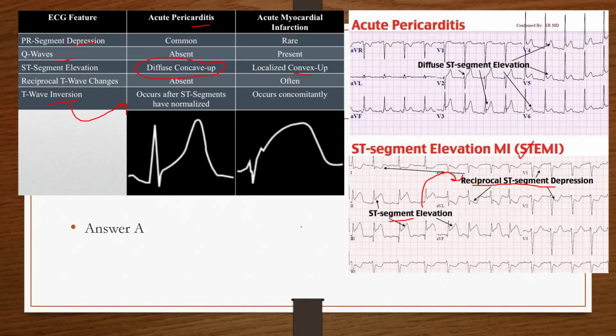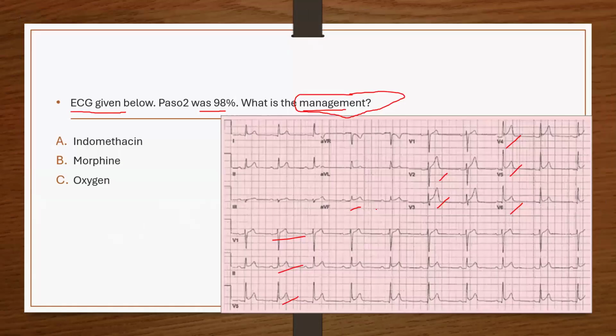Okay. Now going back to our ECG, you can see diffuse ST elevations here, and it's usually a concave up ST elevation pattern that we see. So now we know our diagnosis is pericarditis. Having figured it out, your next step would be to figure out the management. For that, you should know the pericarditis management.